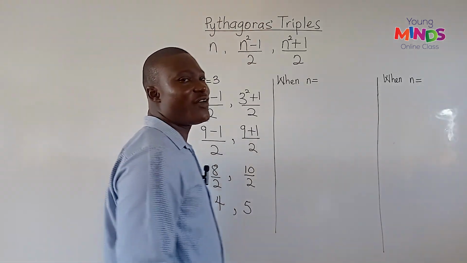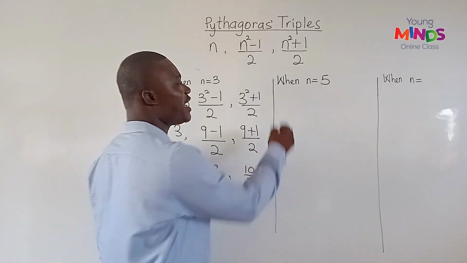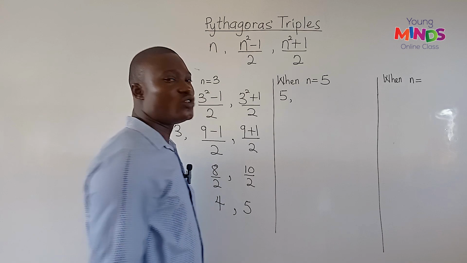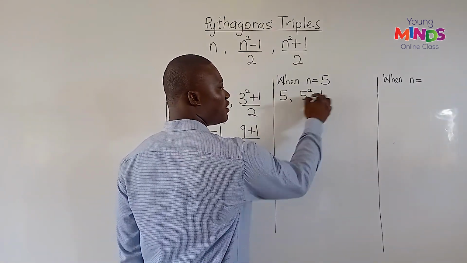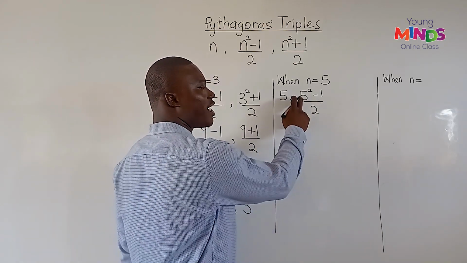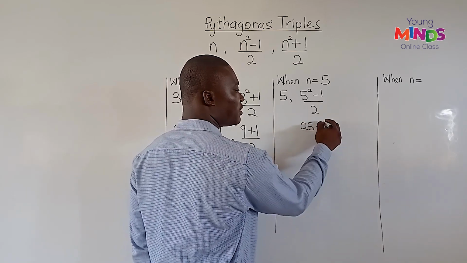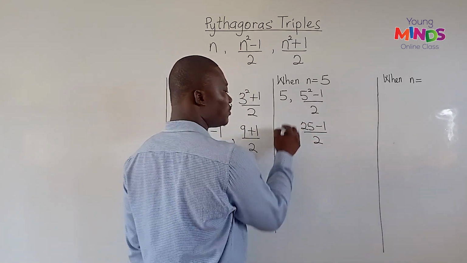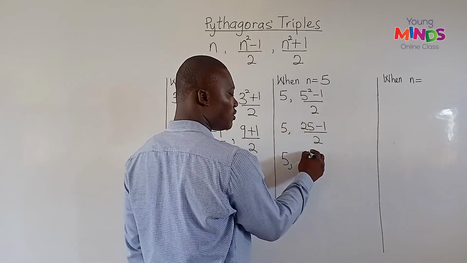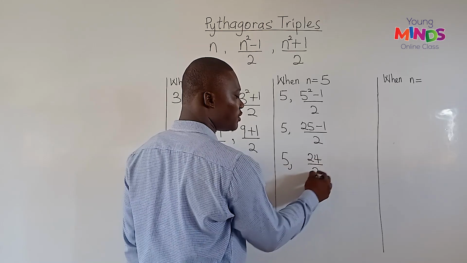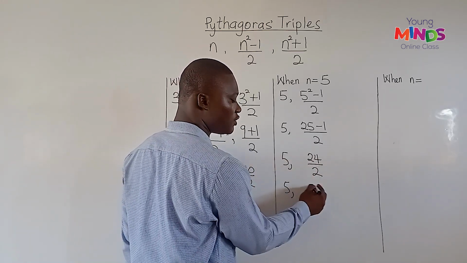Now when the first number becomes 5, then the first term will be 5. To determine the second term, we will square the first term, minus 1, divided by 2. And 5 exponent 2 is 5 times 5, which is 25, minus 1 divided by 2. So 25 minus 1 will give us 24 divided by 2. So 24 divided by 2 will give us 12.